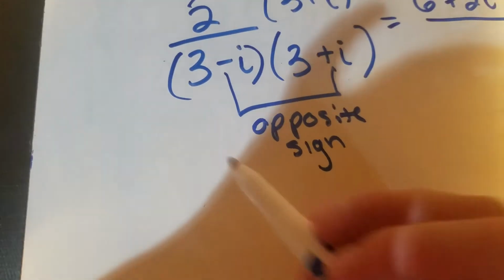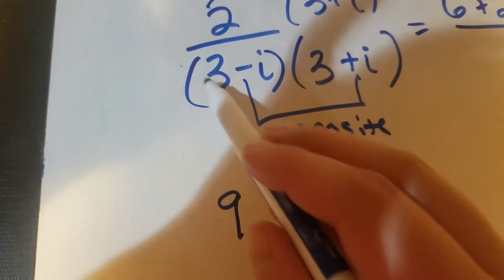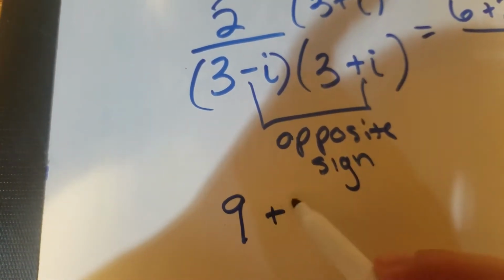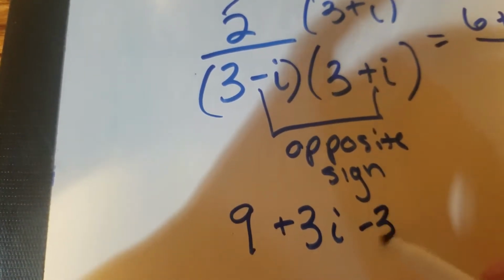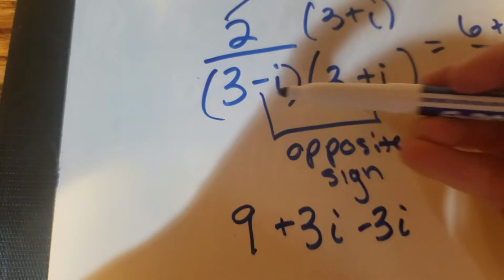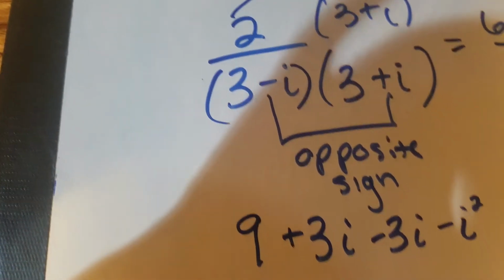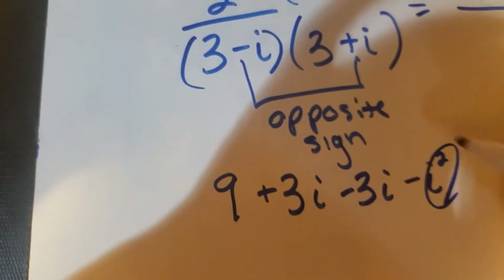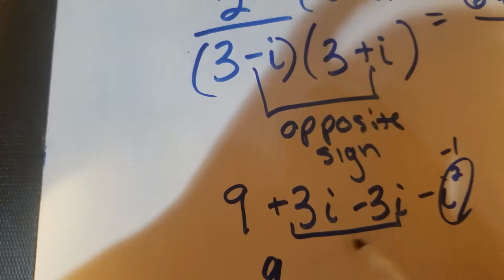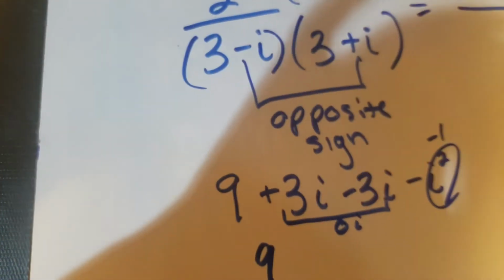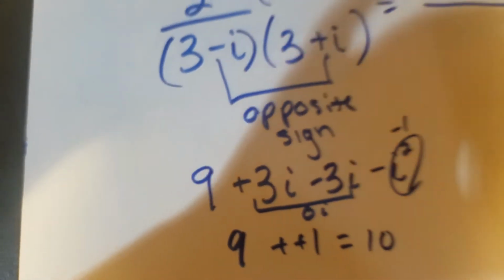I'm going to do it underneath. So we'd have 3 times 3, which would give us 9. 3 times positive i, which would give us 3i. Negative i times 3, which would give us negative 3i. And negative i times i would give us negative i squared. Again, i squared is not allowed. We got to switch it to a negative 1. So we'd have 9. This goes to 0i, which is just 0. And then minus a negative 1, making it plus, which gives us a 10 in the bottom.